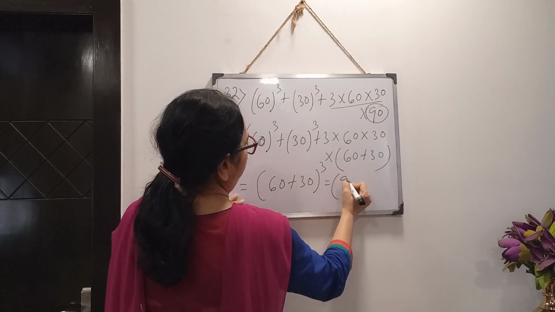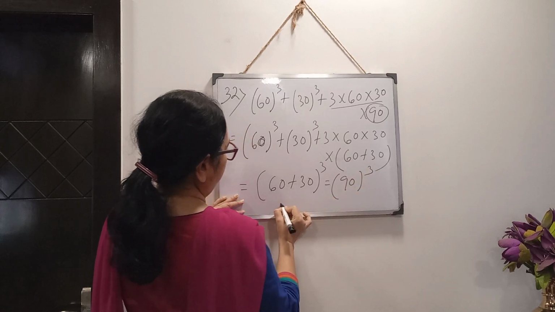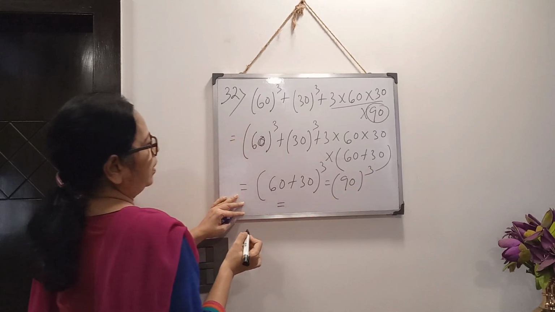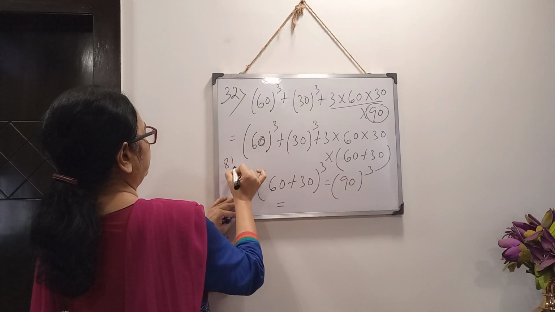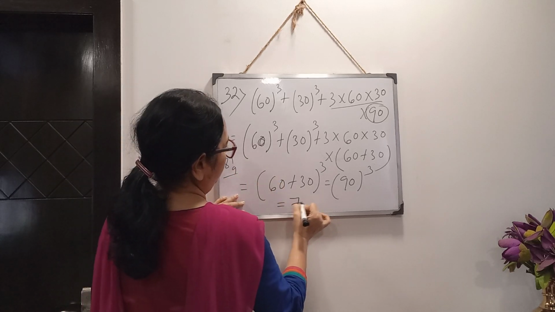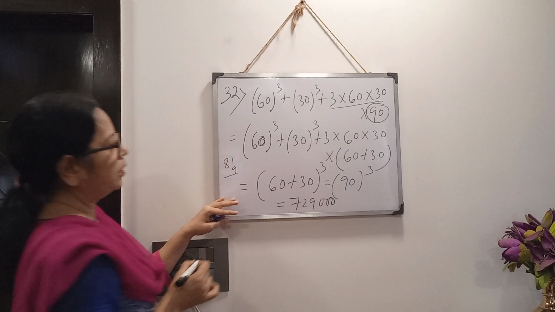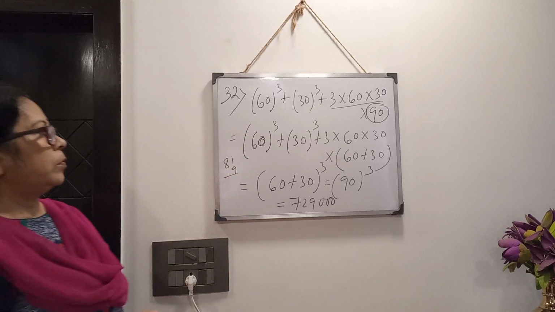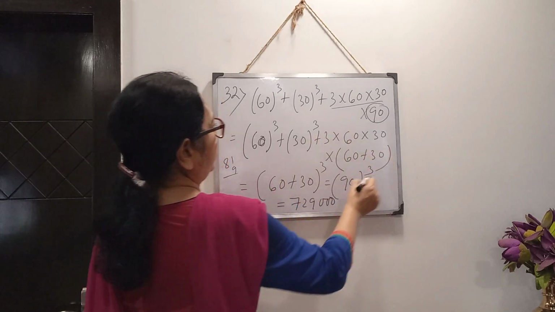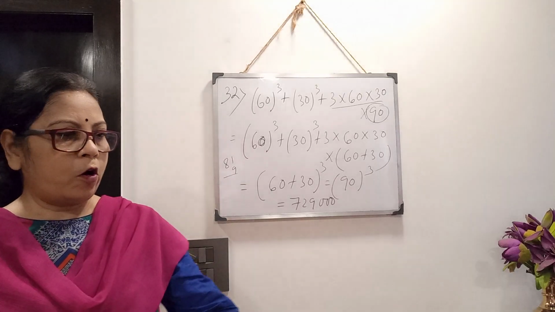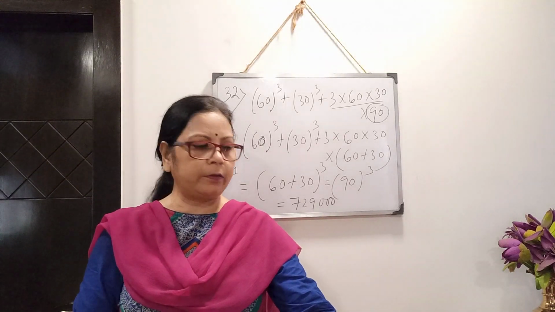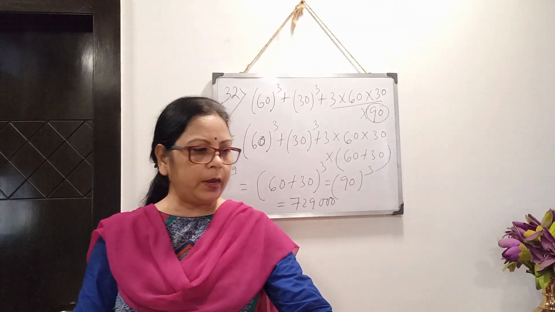Now add: 9 nines are 81, 729, okay, 729 and then 3 zeros. Clear? This is coming by using the second form of the formula. Now the next type you will get in the next video.